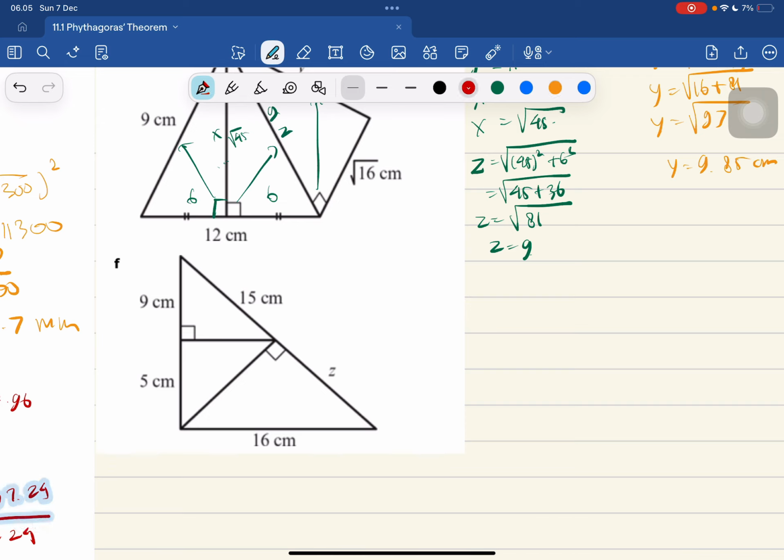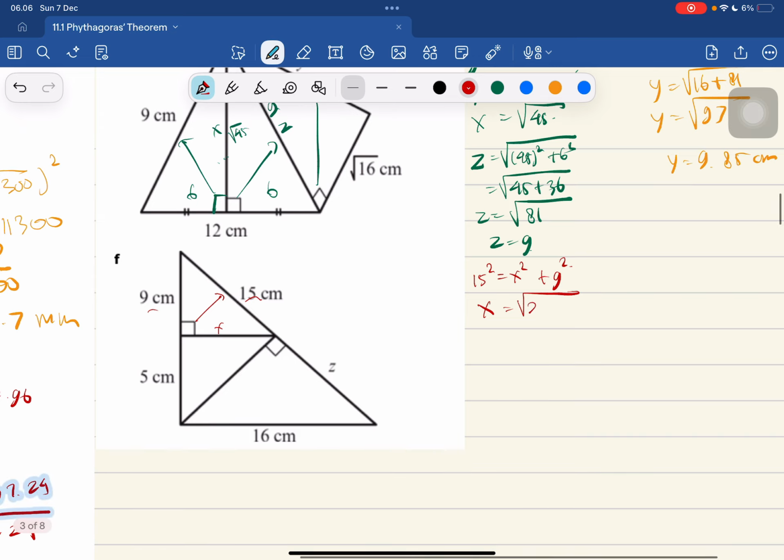Okay, proceed for F. We got two sides at least. So this is the hypotenuse. We need to find this x side. So the hypotenuse 15 squared equals x squared plus 9 squared. So we will rearrange with x equals 15 squared, 15 squared is 225, minus 81.